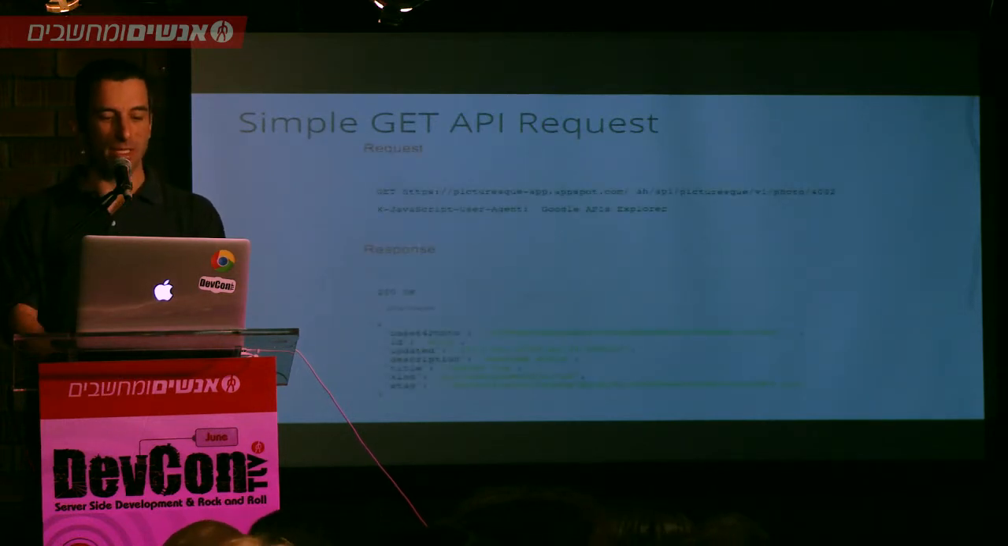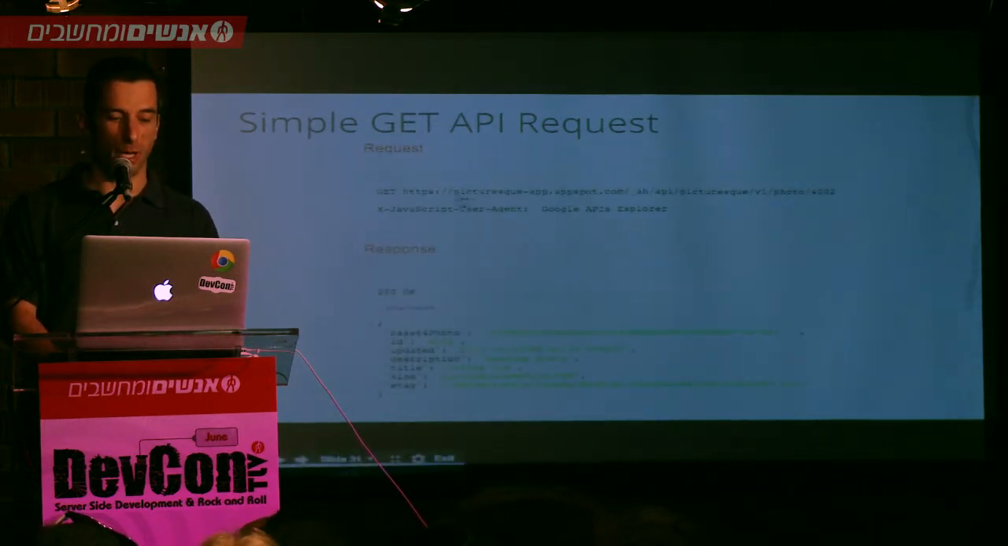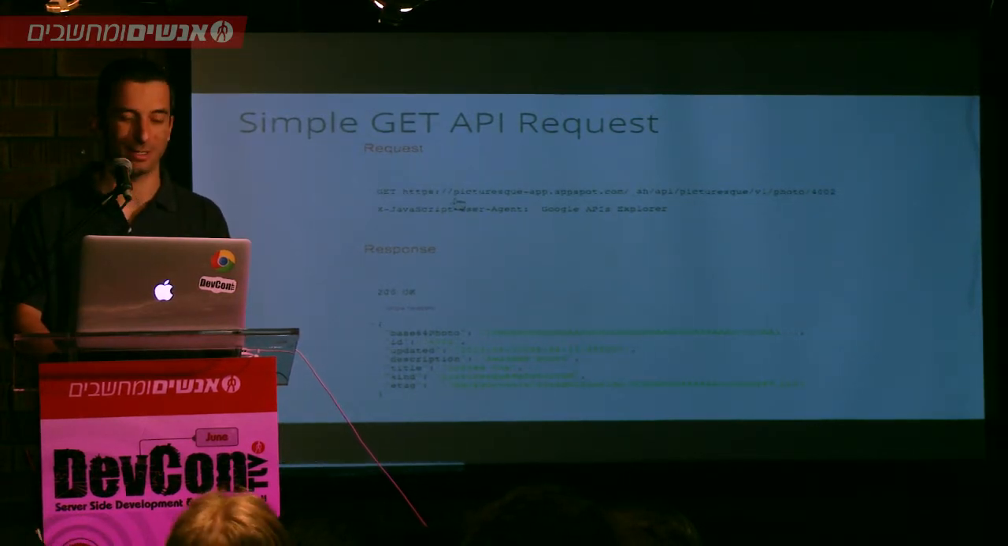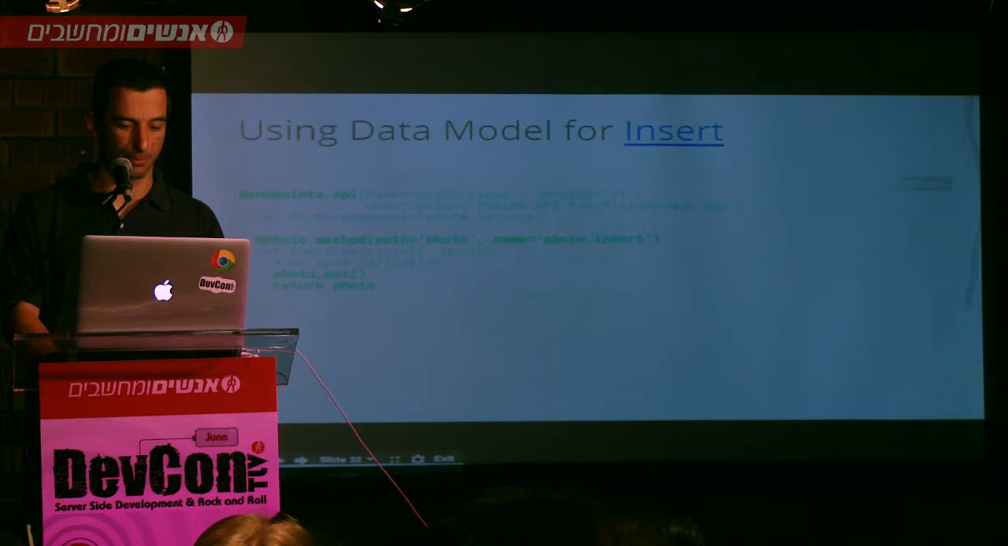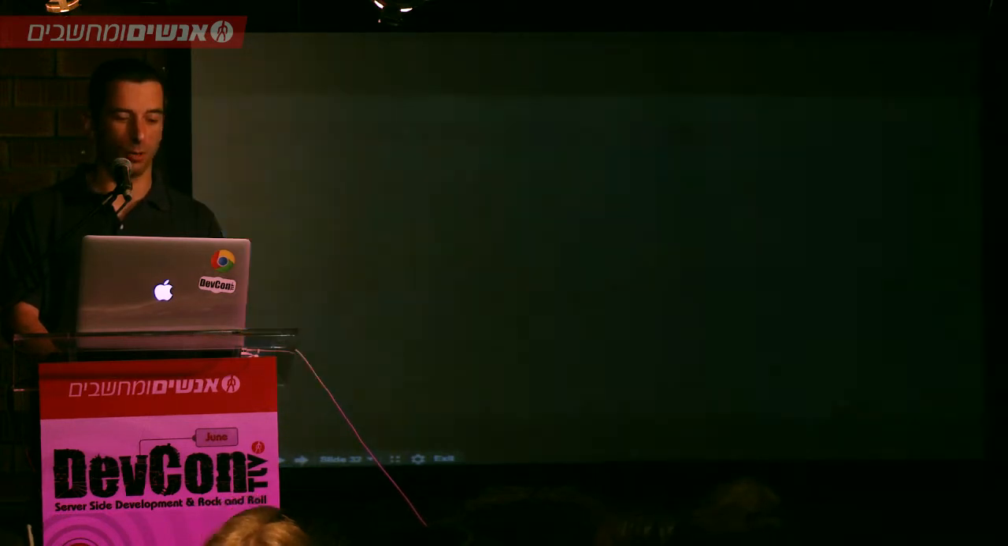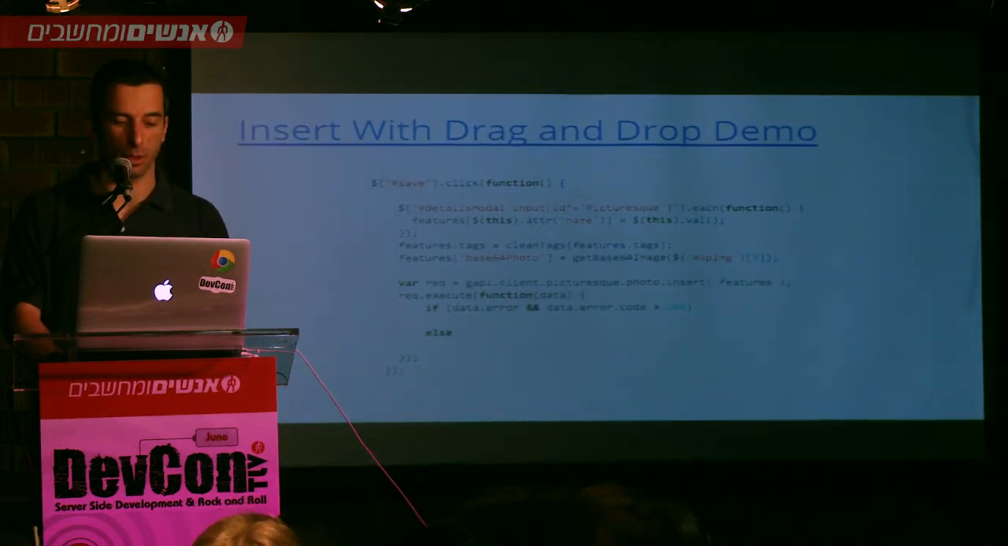So here are just a few examples of how easy it is to consume this API. And in my case, it was a picture app that is quite similar to other picture apps that you know. And you could see the REST API here and then what we're getting from the server. Insert would be quite the same. Here is an example of the drag and drop that we're doing.